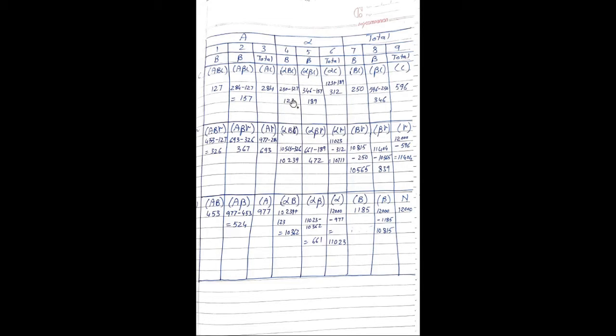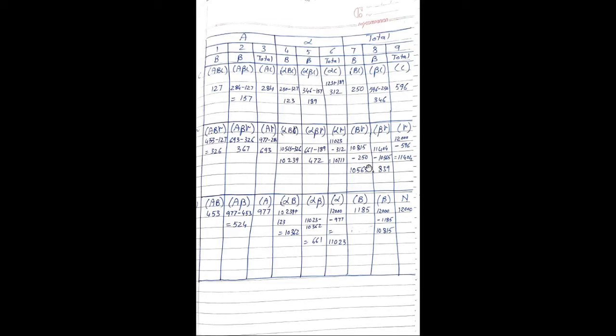From where we are getting 250? See, column number 2 plus column number 5 is nothing but column number 7. So naturally to get column number 7, the BC value is already given to us, 250. So from 250, if you subtract 127, we are going to get column number 4. So the answer is 123.